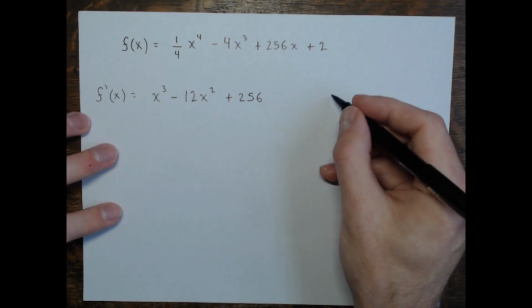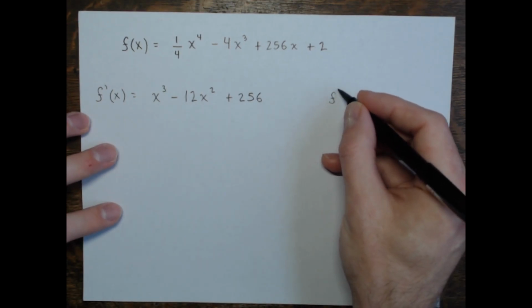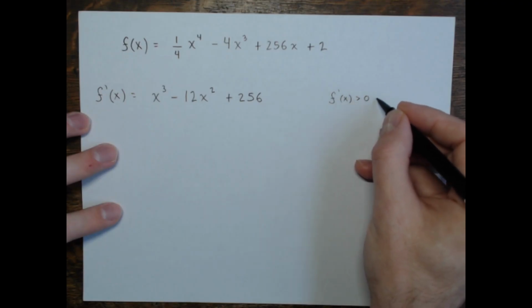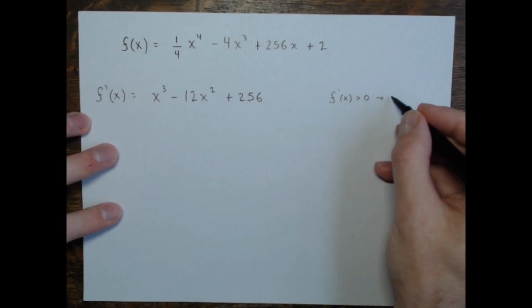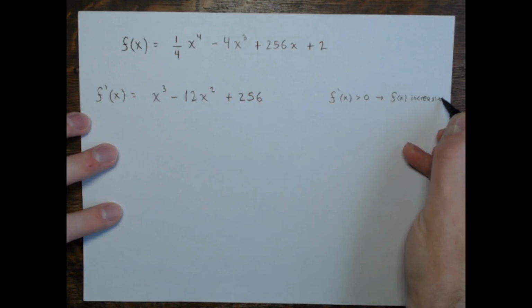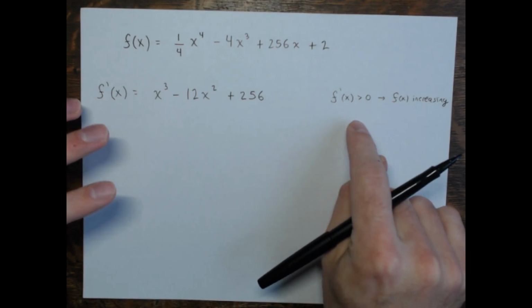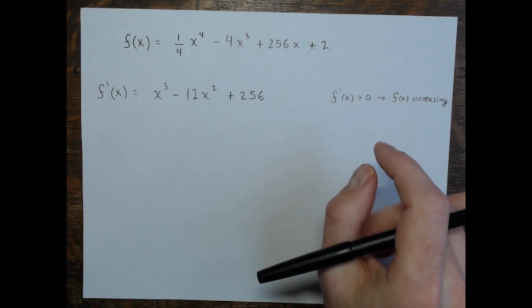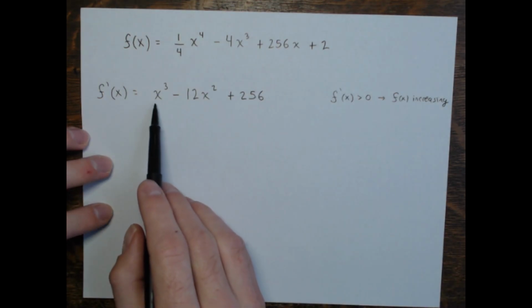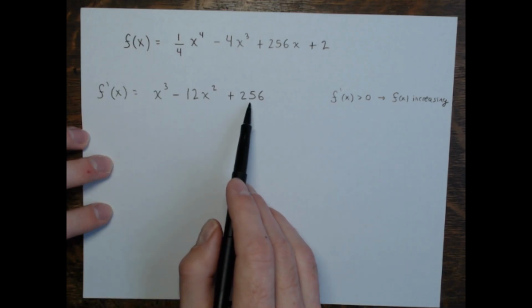And we're going to try to figure out where f prime is positive, because remember where that's happening, that means that's where f is going to be increasing. And where the derivative is negative is where the original function is decreasing. So this is a cubic.